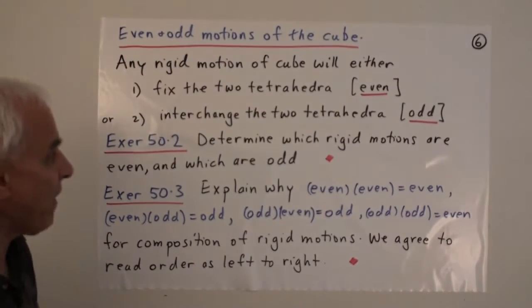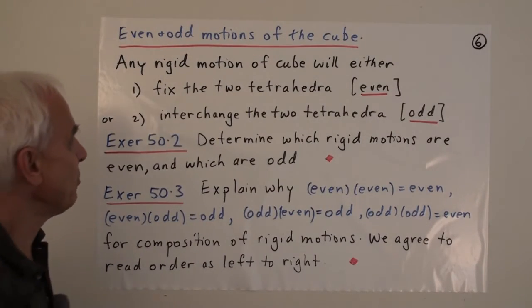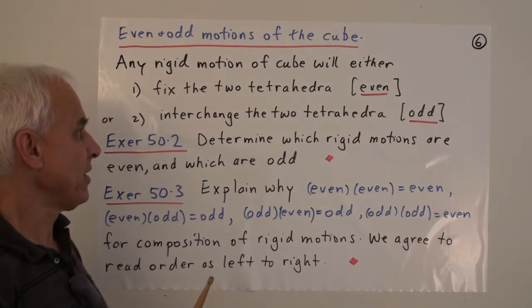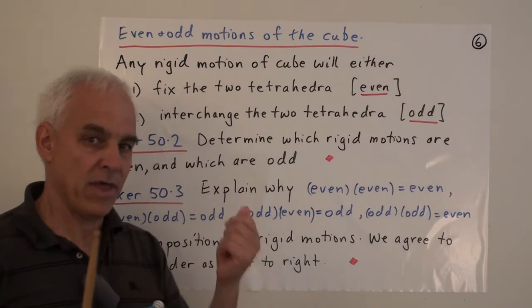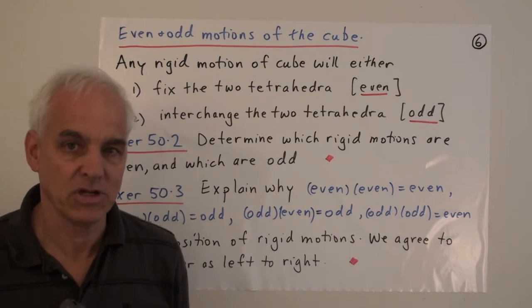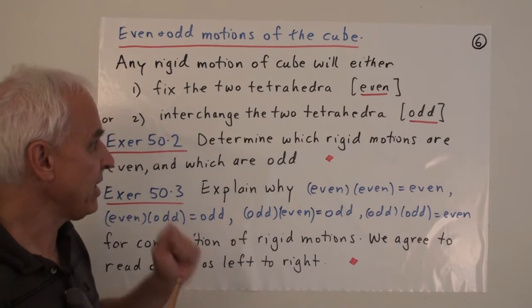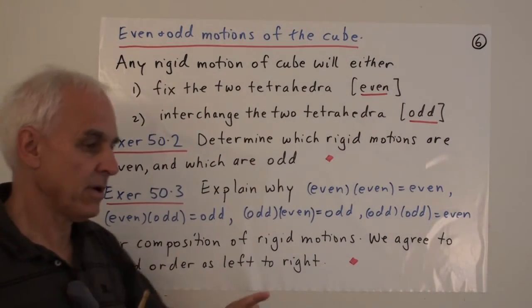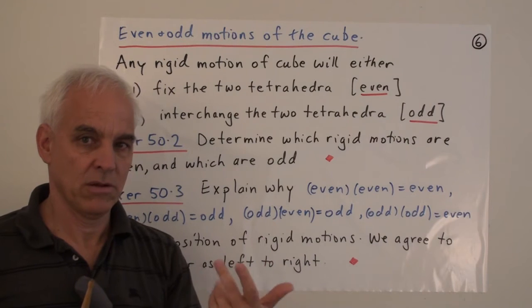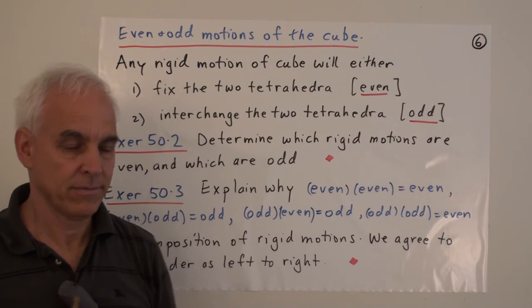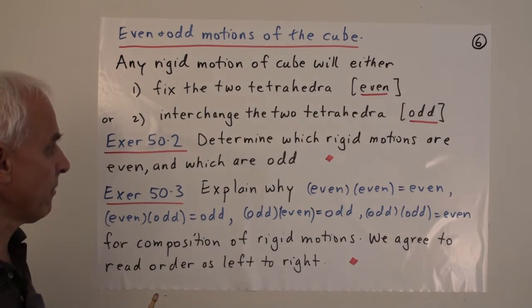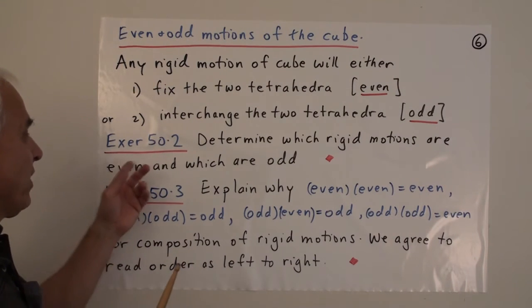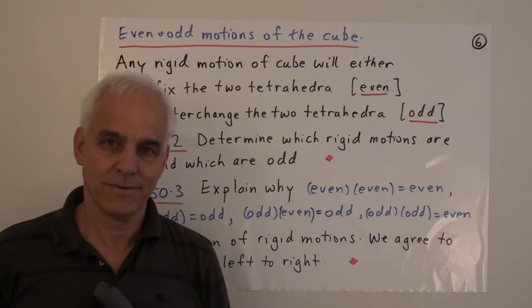And so we define the rigid motion to be an even one if the two tetrahedra stay where they are when we apply that rigid motion. And we say that the rigid motion is an odd one if the two tetrahedra interchange places. Okay, so here's your second exercise. Determine which of the rigid motions are even and which are odd.